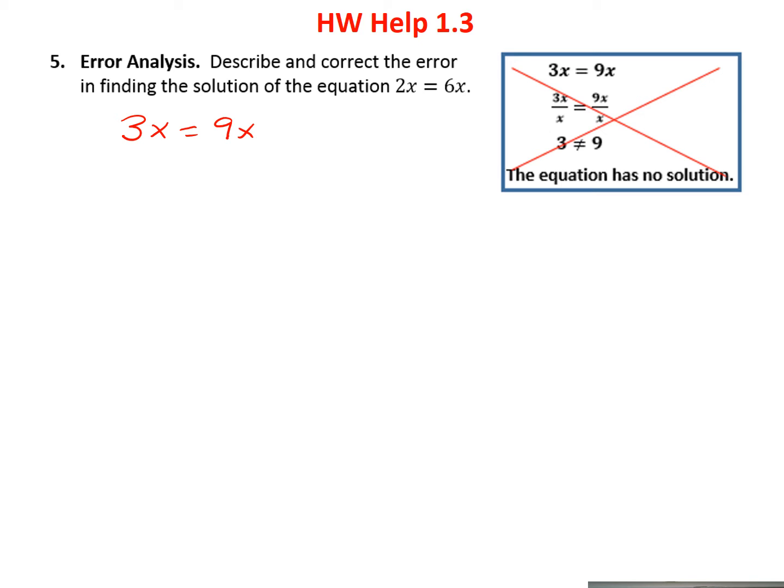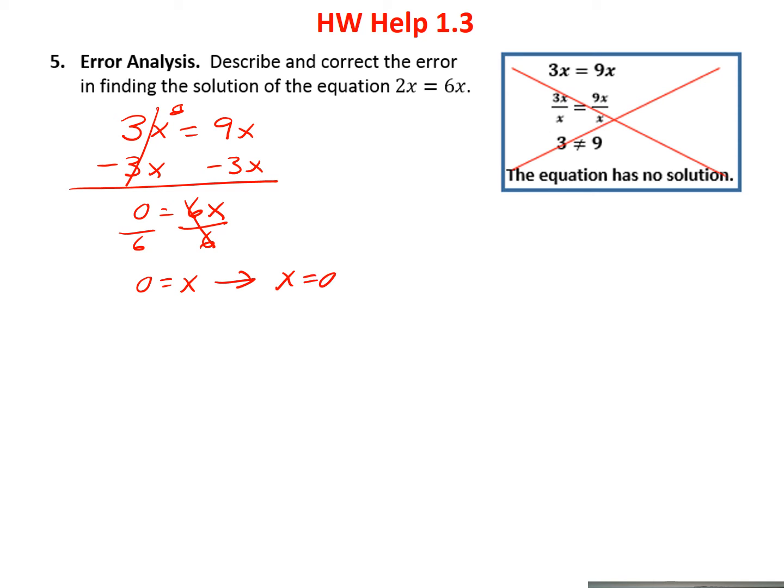Instead, let's get the variables on one side. So 3x is less than that, so I'm going to subtract 3x from both sides. That gives me 0 here. So 0 equals 6x. Now we undo 6 times x by dividing by 6, and we end up with a solution that 0 equals x, or I can turn around and say x equals 0. Does that work? Let's just check it out.